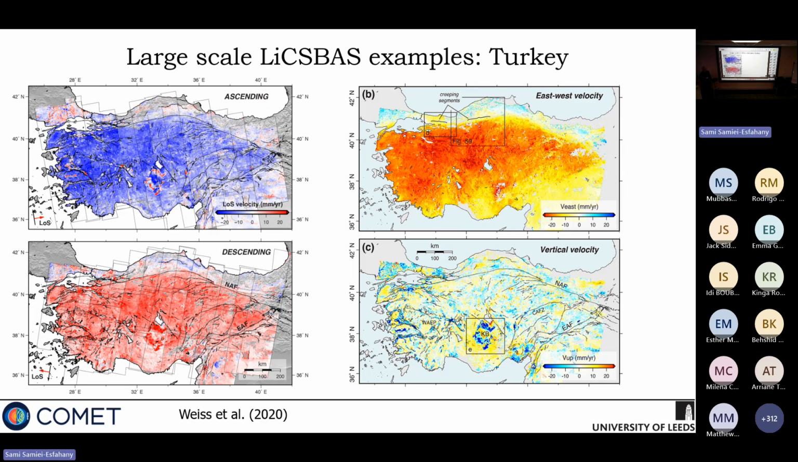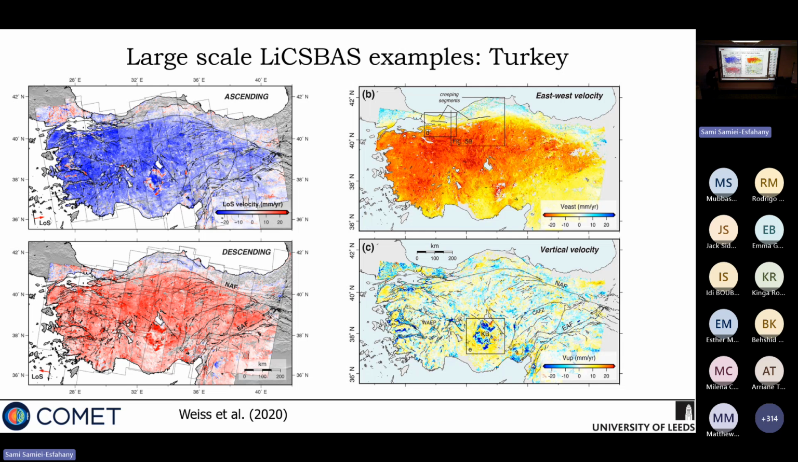So within COMET, and many of you will be within COMET as well, this is the approach we've been using for our large-scale processing. We started off looking at Turkey. These were some of our initial results anyway. We could take both descending images and ascending images, hopefully these terms mean something to you now, and calculate the mean velocities, which we did for Turkey. And then you can decompose those into east-west and vertical.